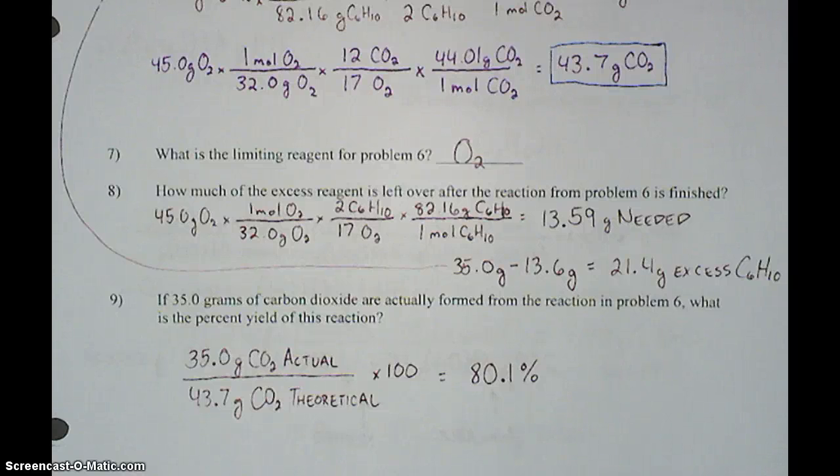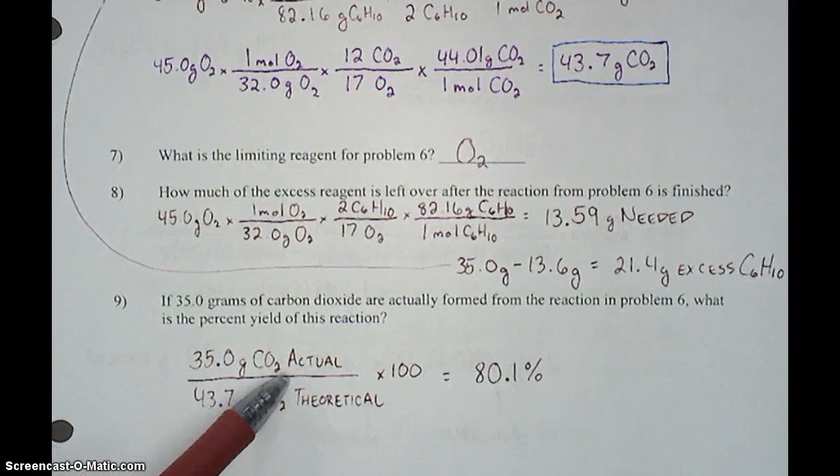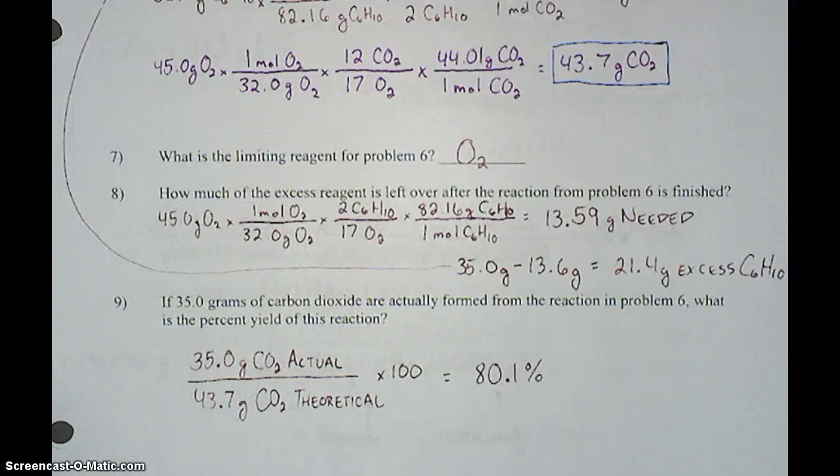The last part has to do with comparing what we can calculate, which is a theoretical yield, with what someone actually did in the lab. To do this work, we need percent yield. Someone actually went to the lab and they figured out that they could make 35.0 grams of CO2 experimentally. They did the work, they measured their product, and that's what they came up with.